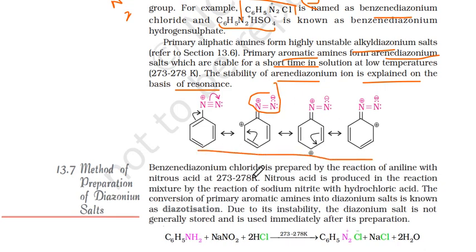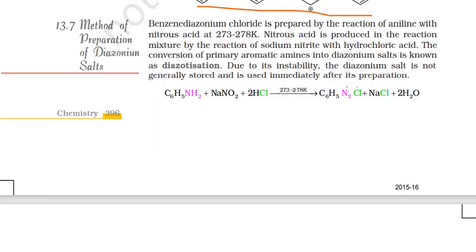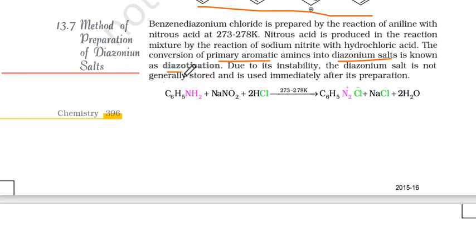Now, what is the method of preparation of diazonium salt? Benzene diazonium chloride is prepared by the reaction of aniline with nitrous acid at 278 Kelvin. Nitrous acid is produced in the reaction mixture by the reaction of sodium nitrite and hydrochloric acid. Conversion of primary aromatic amines into diazonium salts is known as diazotization. So if you take a primary amine, you convert it into diazonium salt, you call this process diazotization. Due to its instability, the diazonium salt is not generally stored and is used immediately after its preparation.